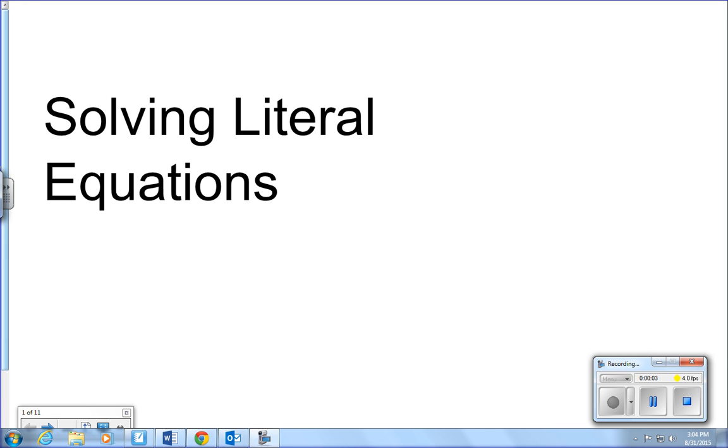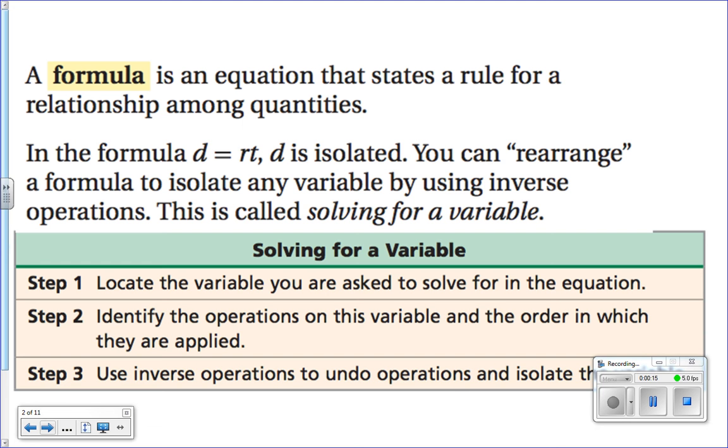Hey class. Okay, this is my first flipped video, so bear with me if it's not perfect. So this video is going to cover solving literal equations, which you may not know what a literal equation is yet, so let's look at the next slide.